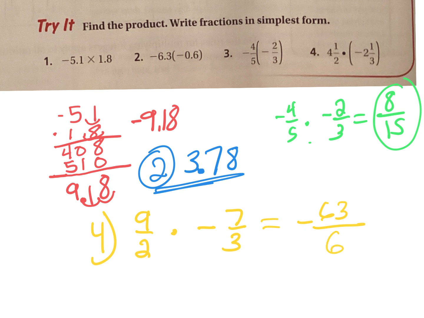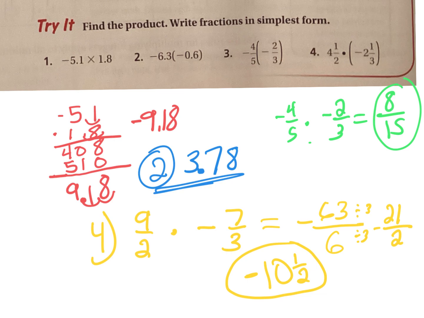I know that 3 can go into both of these. Divide each by 3. 63 divided by 3 is going to give me 21, and 6 divided by 3 is 2. Okay, so now I'm going to change it into a mixed number. How many times does 2 go into 21? 10 times, and I know it's a negative. So that would be 10 and 1 left over 2, negative 10 and a half. All right.